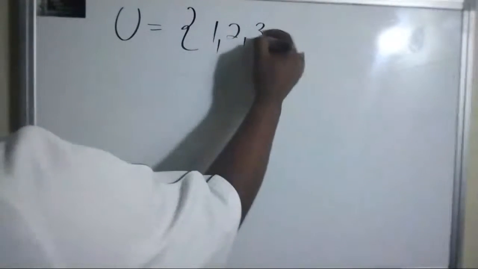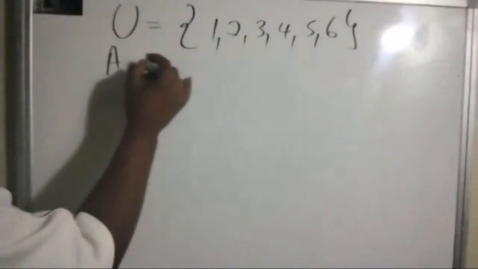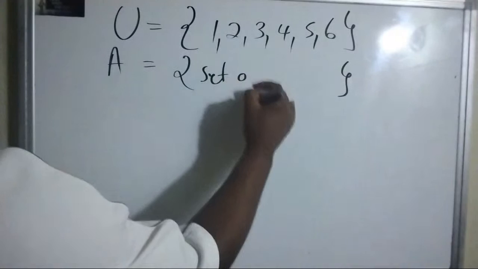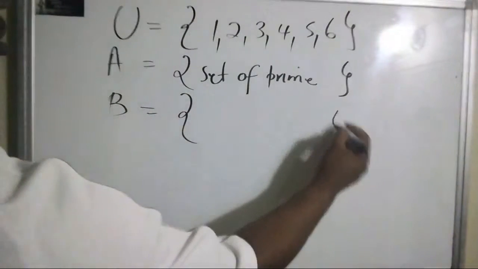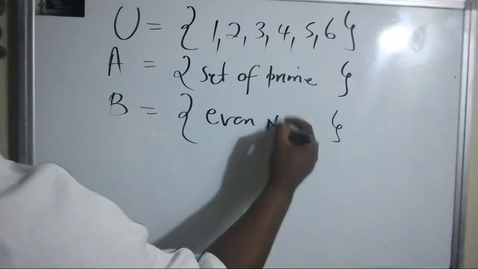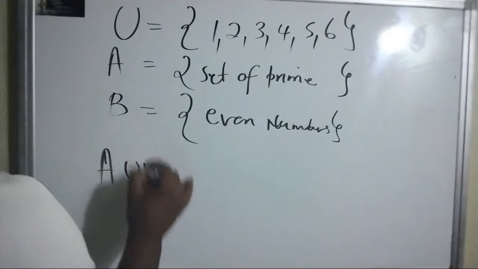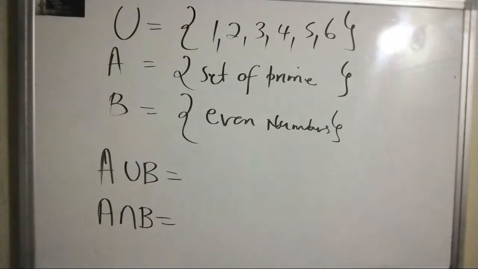So I have one. The universal set is this. And set A, let us say, I'm going to put this in words now: the set of prime numbers, and B, the set of even numbers. And I want you guys to find A union B. You can just type it in. And A intersect B. Alright? So go ahead guys and do that one. A union B, what would be the numbers? And A intersect B, what would be the numbers for that?